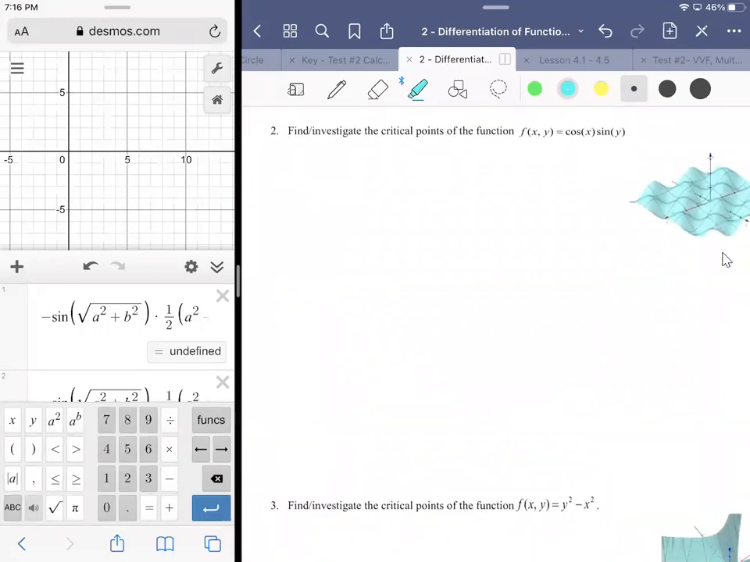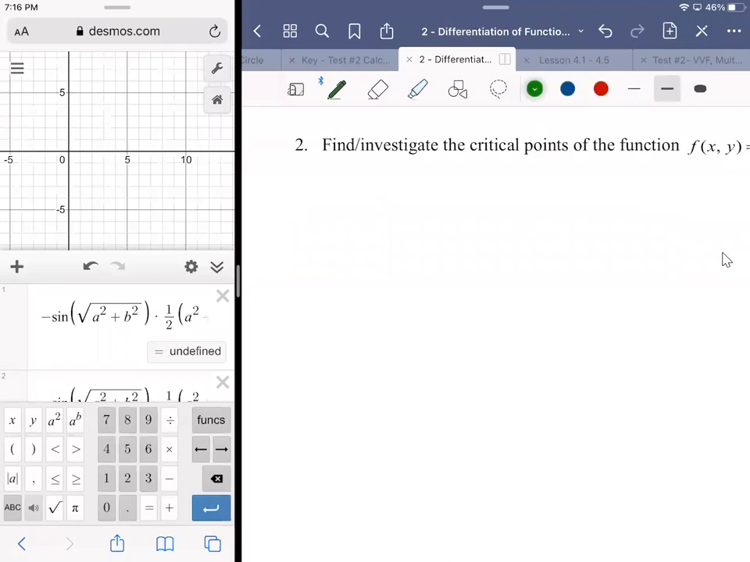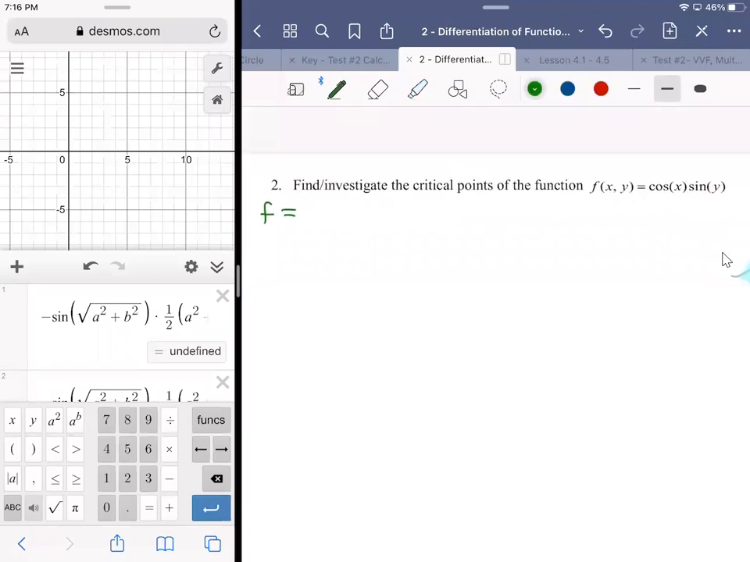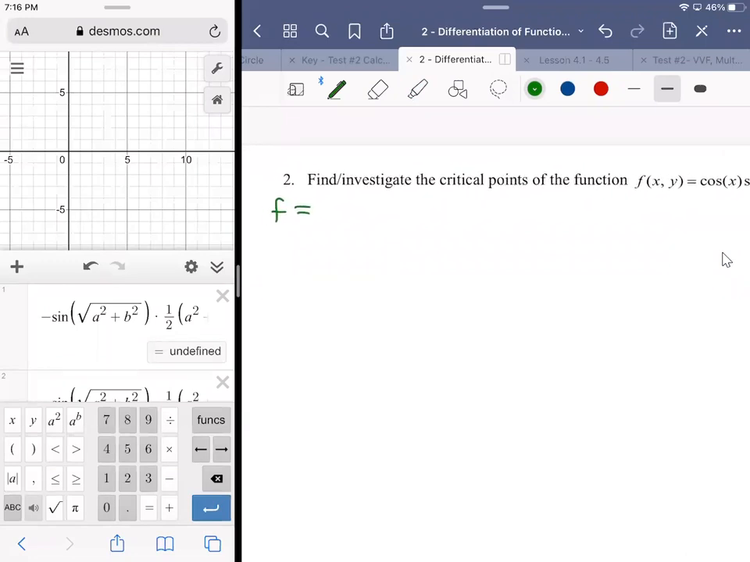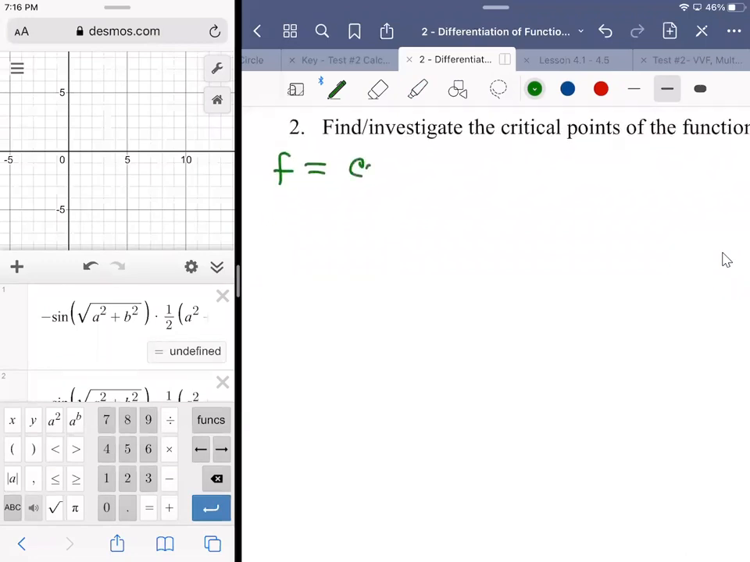Find and investigate the critical points of a trig function. Now, this is like a 3-dimensional rendering of an egg crate. And so you got multiple highs and lows here. And so we got to kind of play it out here and see if we can make it all make sense. All right. So again, I like to write it as f, instead of f sub x, or f of x comma y. So cosine x sine y.